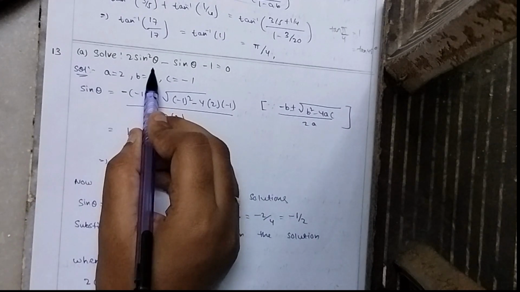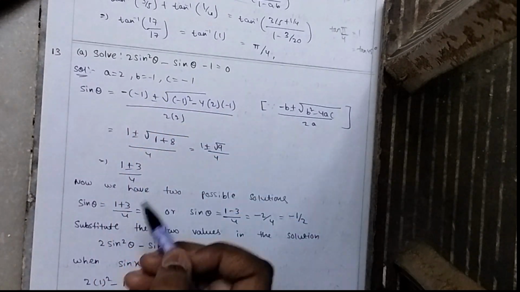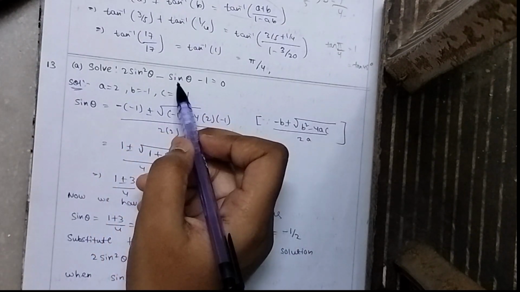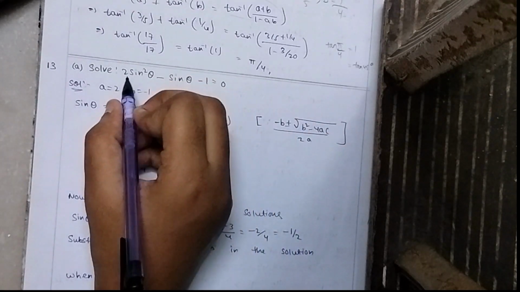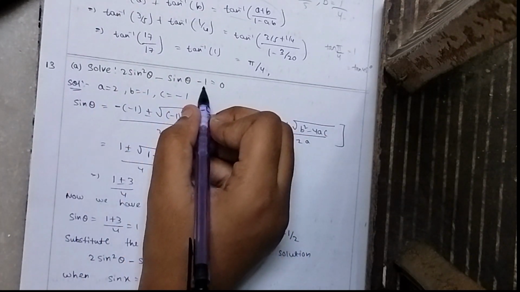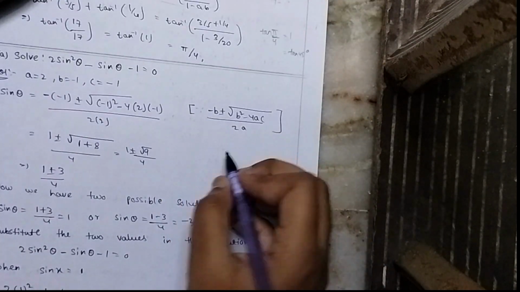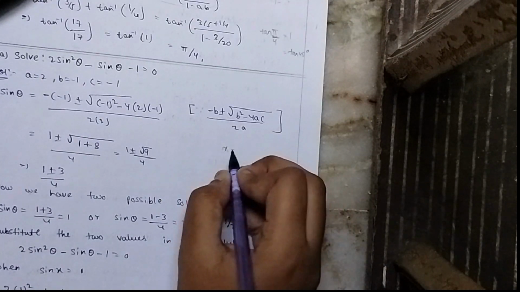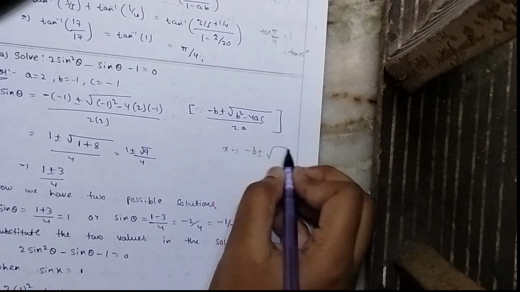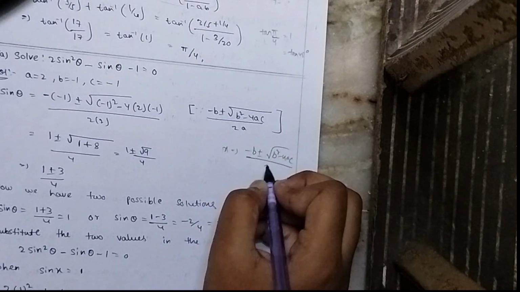Solve 2 sin square theta minus sin theta minus 1 equals 0. From this, it is in the form ax square plus bx plus c, so a equals 2, b equals minus 1, c equals minus 1. So sin theta equals minus b. We know the formula to find a root: minus b plus or minus root b square minus 4ac by 2a.